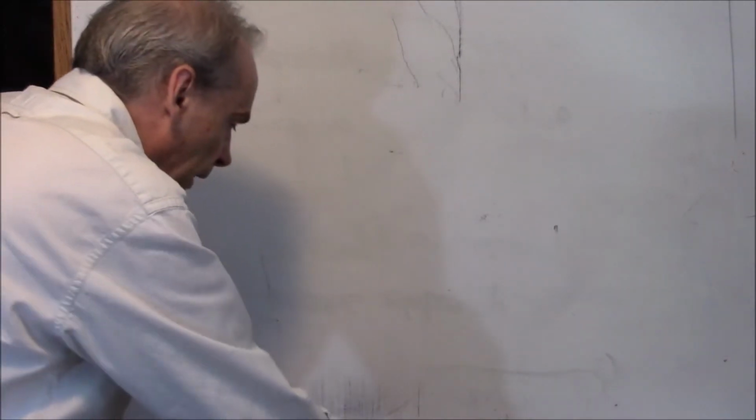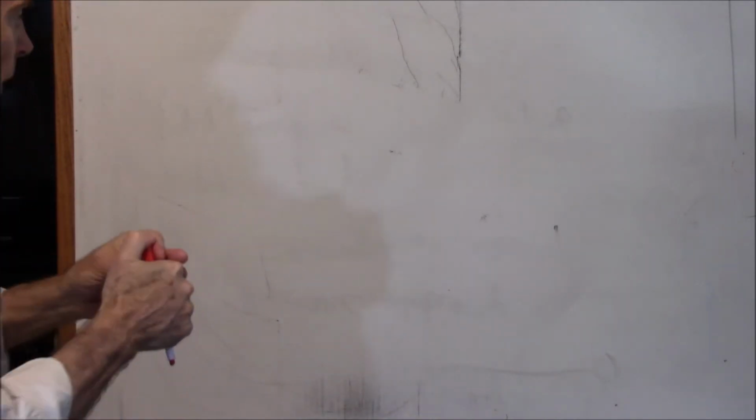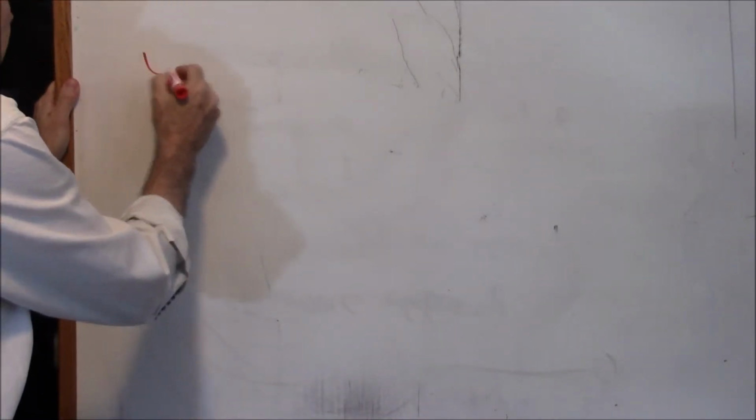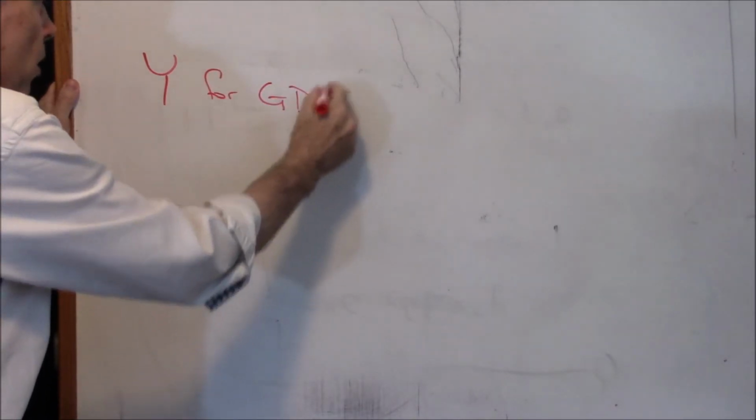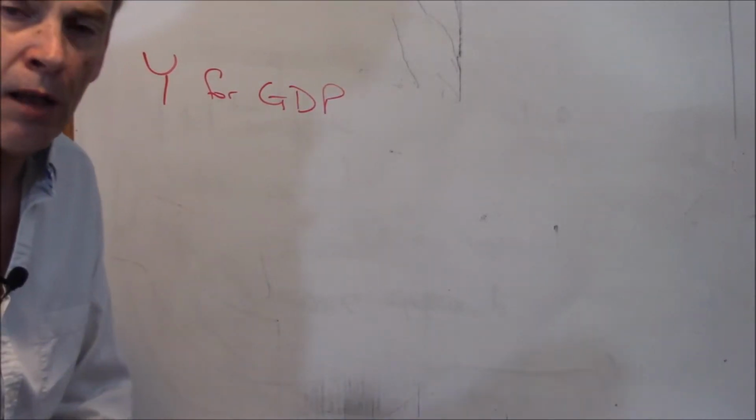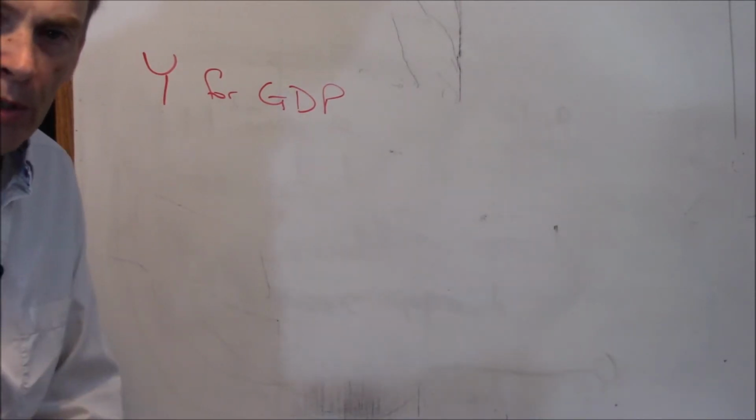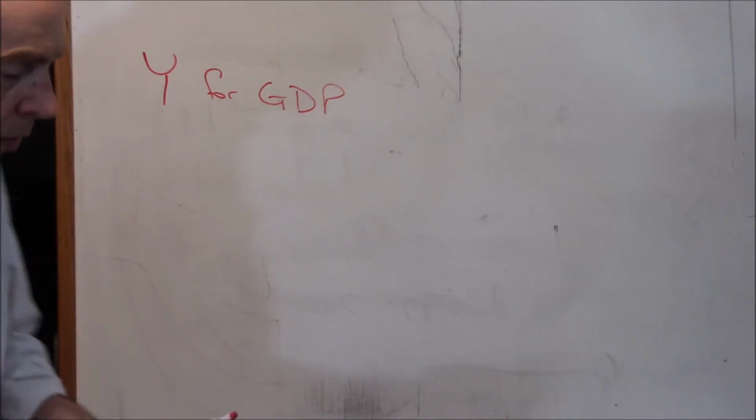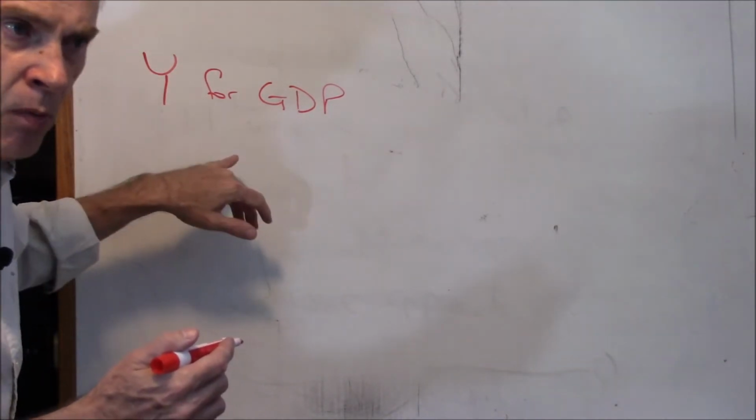Now, let's see. Again, if you had macro already, you may find this familiar, but we're going to use Y for basically gross domestic product, or the total dollar value of all goods and services produced and sold in the U.S. in a given year or a given quarter or whatever. So we're going to use Y. We're not going to write GDP every time. We're just going to put Y up there.